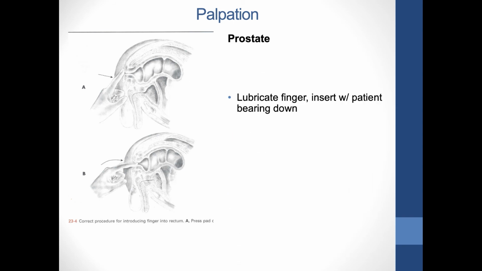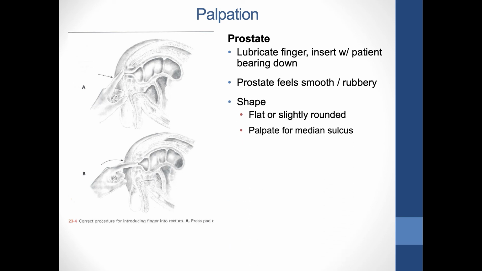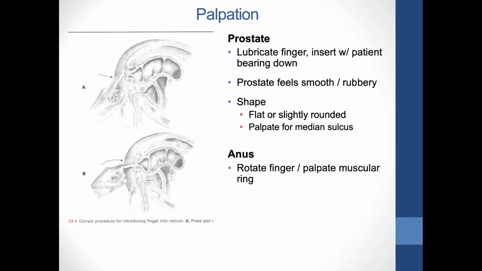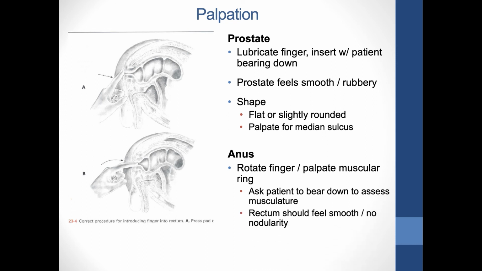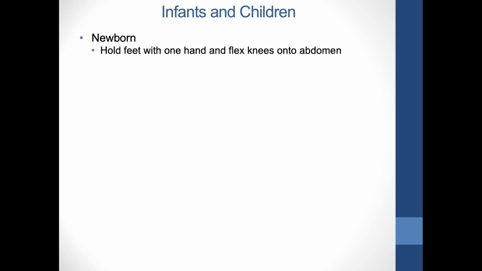Here you have a schematic there on the left of this procedure where we lubricate the finger and insert it with the patient bearing down. The prostate again should feel smooth and rubbery. The shape is either flat or slightly rounded, and we're going to palpate for that median sulcus. The anus, you're going to rotate the finger to palpate that muscular ring and ask the patient to bear down to assess that. The rectum again should feel smooth and have no type of nodularity. And again, hemoccult, any feces on the glove, check for blood.